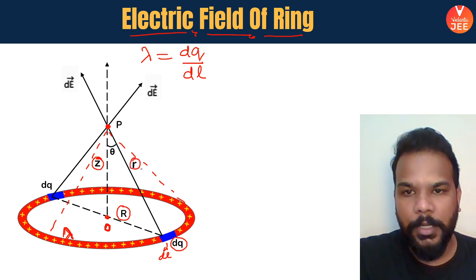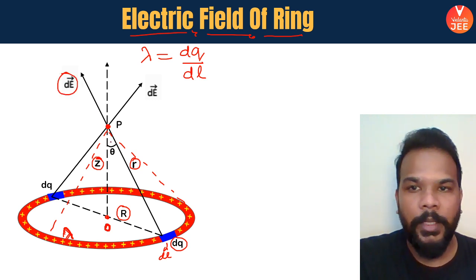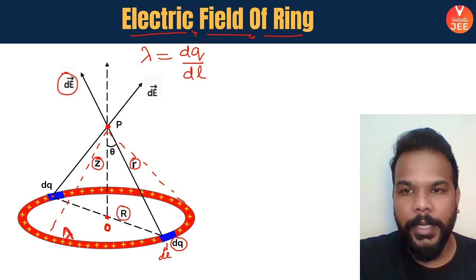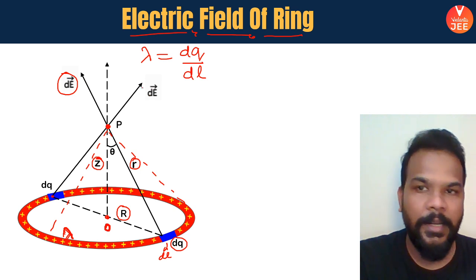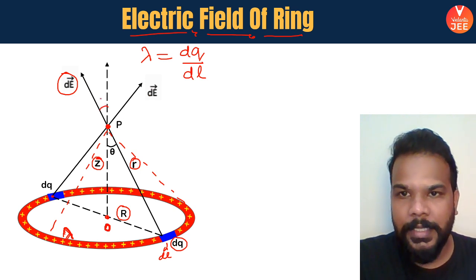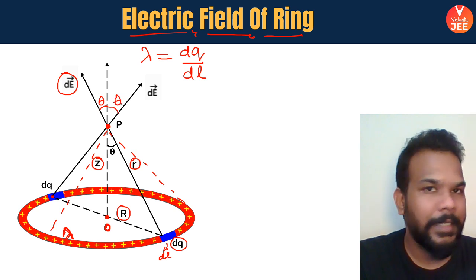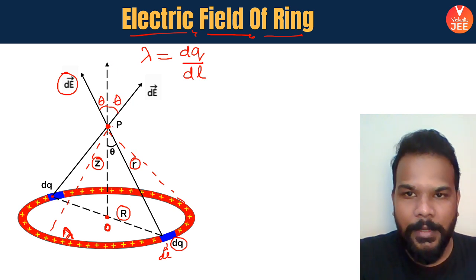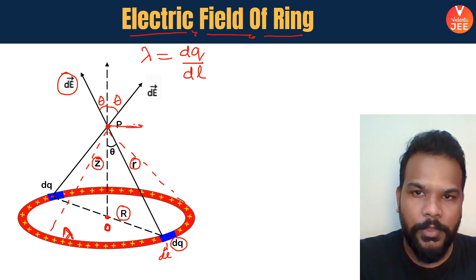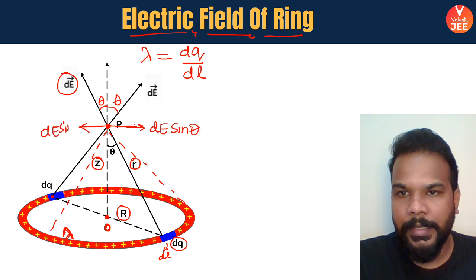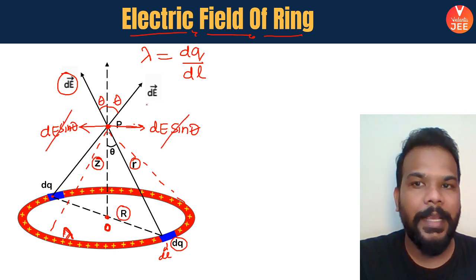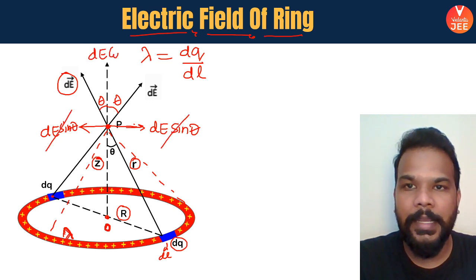Because of this element dq, at point P say the electric field is dE. Due to the symmetry, if I consider a diametrically opposite element, it has the same electric field, and say this angle is theta. If I resolve the electric field vectors, this is going to be dE sine theta, and this is also dE sine theta, and these two dE sine thetas will cancel each other. What you'll be left with is dE cos theta.